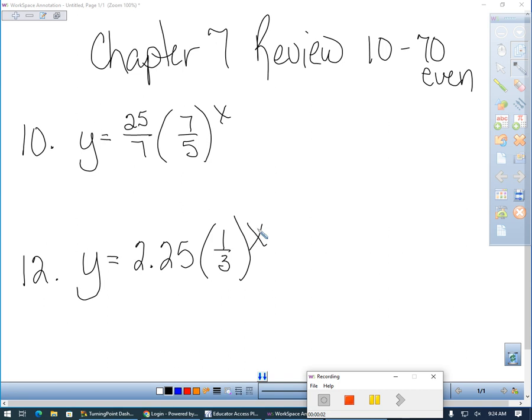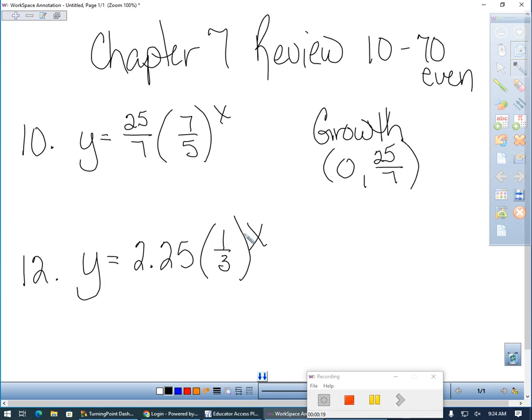So with number 10 and number 12, we're looking to see if it's a growth or decay, and then to find the y-intercept. So in this first one, the b value that's being raised to the x is greater than 1, so this is a growth. And your y-intercept is your a value. So you're always going to have 0, and then whatever this a value is in front, which is 25/7.